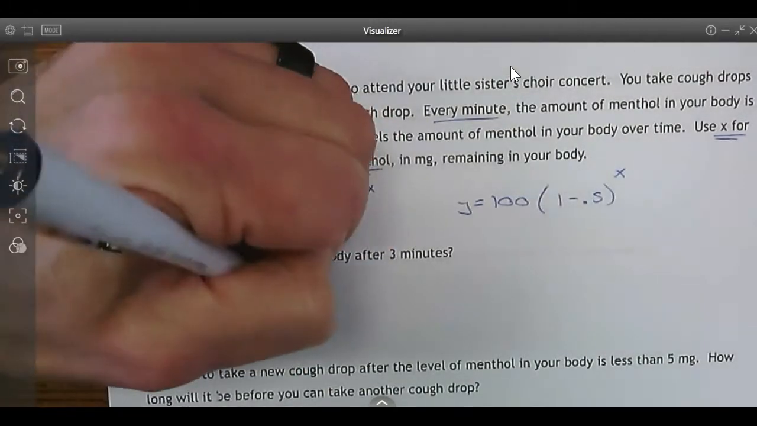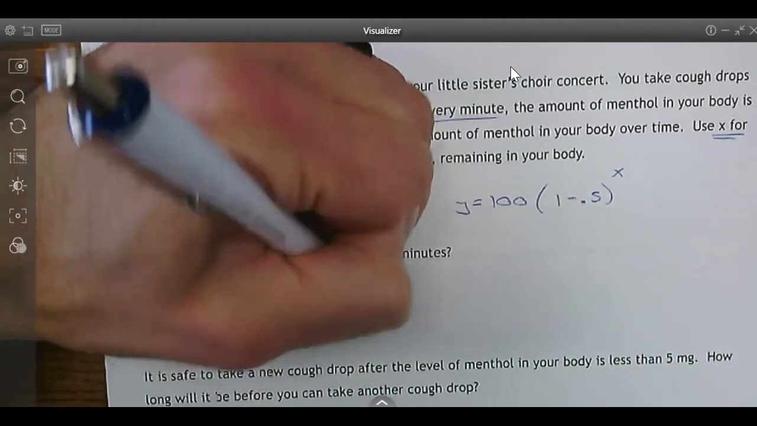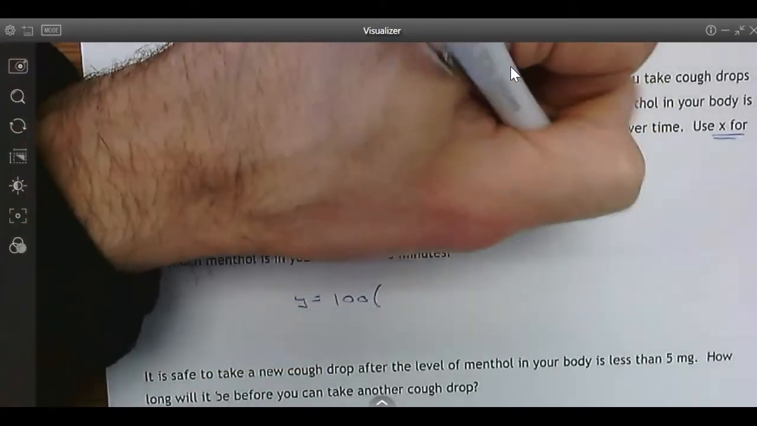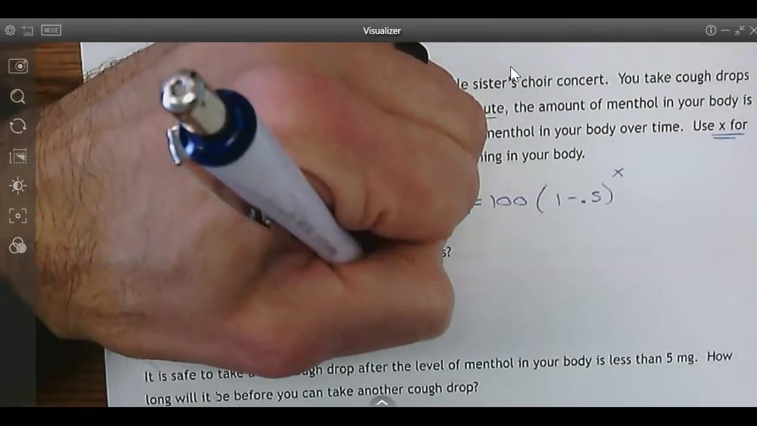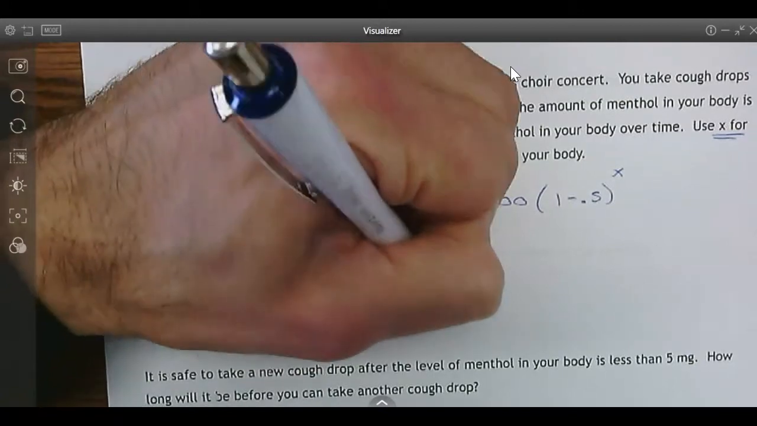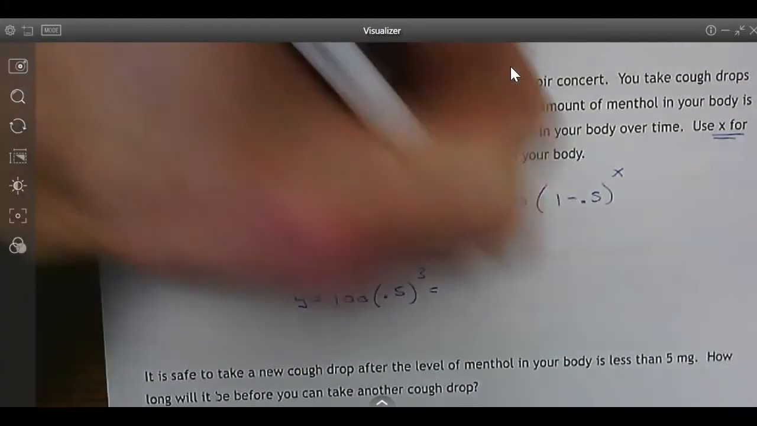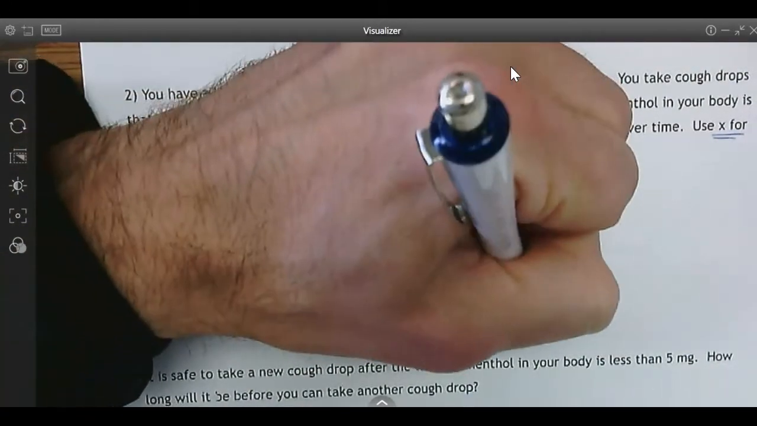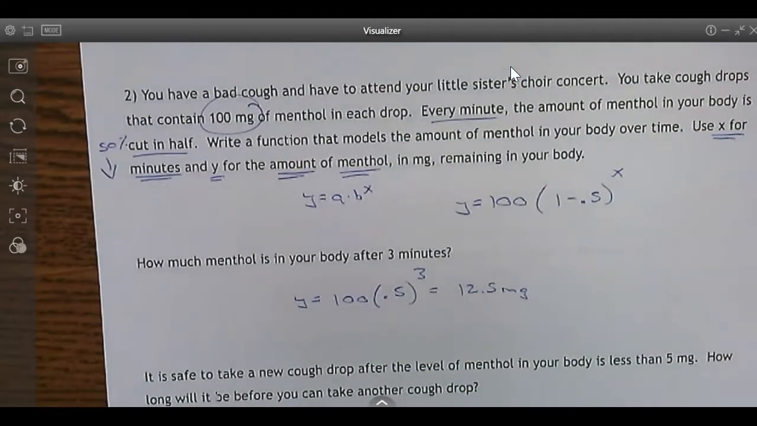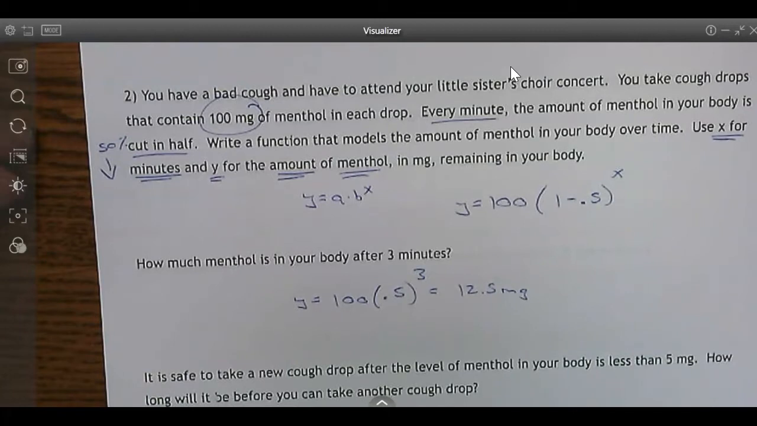How much menthol is left in our body after 3 minutes? So this would be 100 times 1 minus 0.5, which is just 0.5, to the third. After 3 minutes, there'd be 12.5 milligrams of the menthol left from the cough drop.